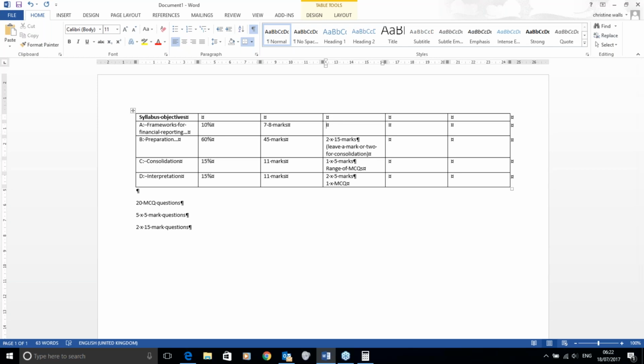In terms of my Syllabus A objective, that then falls nicely out into a 5-mark question and some multiple choice questions. Now again, with that 5-mark question, I can pick up on other elements of the syllabus, like preparation, to help balance out the paper. Now, I shall just fill in some headings.